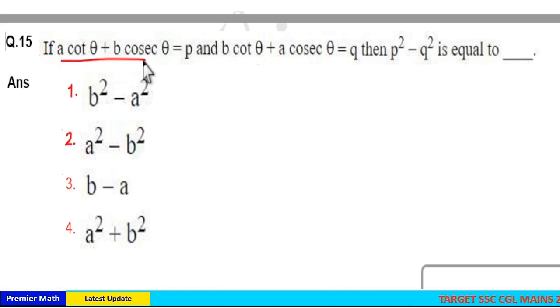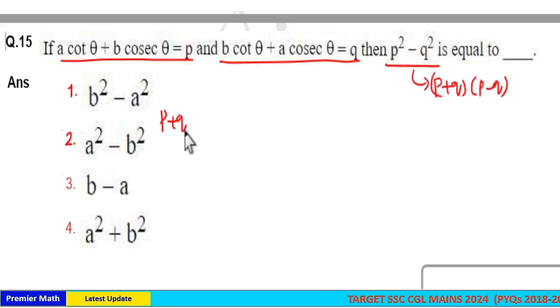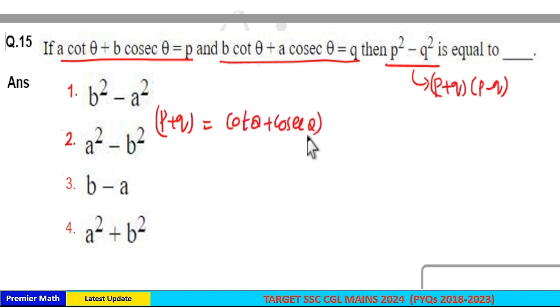If a cot theta plus b cosec theta is equal to p and b cot theta plus a cosec theta is equal to q, then p square minus q square is equal to p plus q into p minus q. Now write p plus q and p minus q. Here p plus q means adding this p and q. Here cot theta plus cosec theta is common in p and q. So take cot theta plus cosec theta outside. Now the remaining will be a plus b in both p and q.